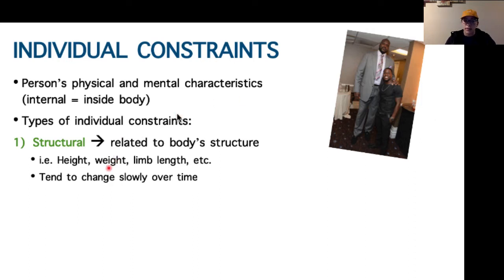Other examples that we have here are weight, limb length. Okay, those are kind of the more obvious structural characteristics. But these structural constraints tend to change slowly over time. While there might be greater rates of change earlier in the lifespan, like from infancy to childhood and then from adolescence to young adulthood, when we look at the lifespan as a whole, there really isn't huge amounts of change at one time. Okay, so they tend to change slowly over time.